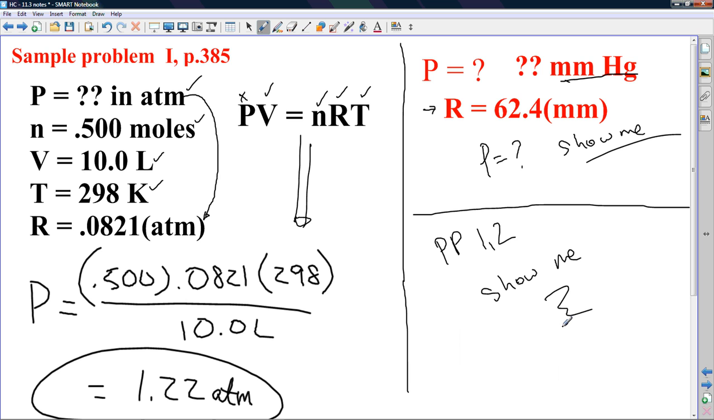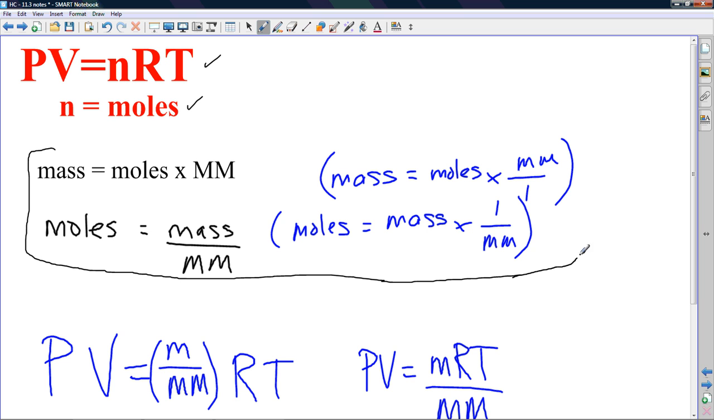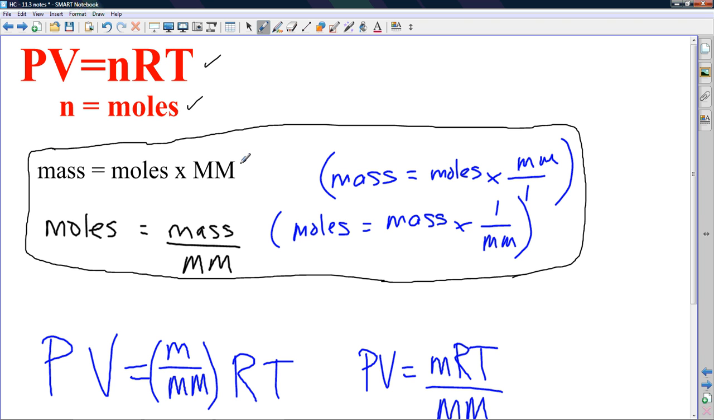All right, next thing. We've talked about PV equals nRT, and now we're back to moles a lot. Well, we can add one more layer to this calculation if we think about what moles are and how that relates to a couple other things that we've done. We know mass equals moles times molar mass. We know moles equals mass divided by molar mass. We've been dealing with this stuff for a long time. Well, here's a connection we can make.